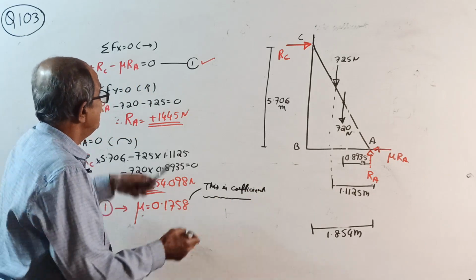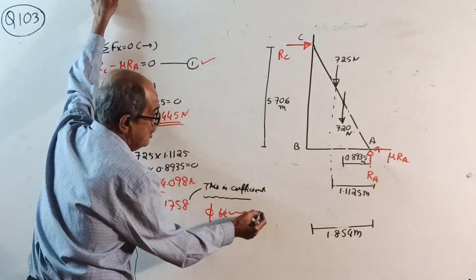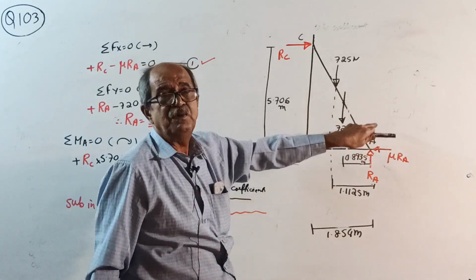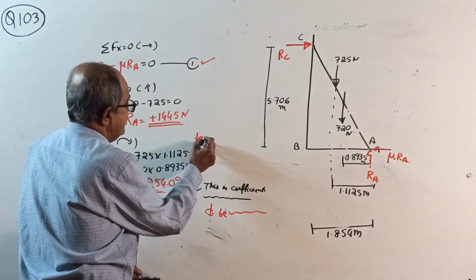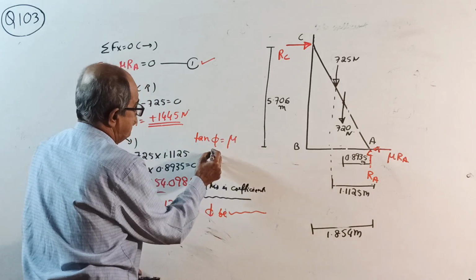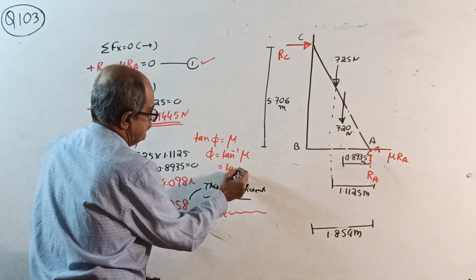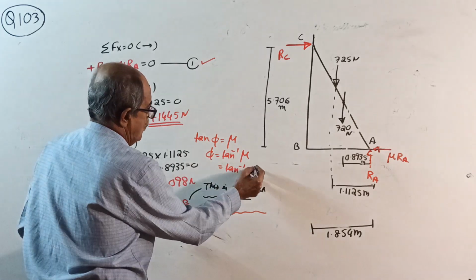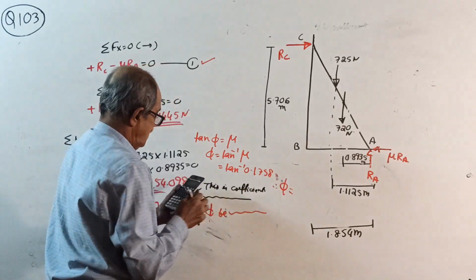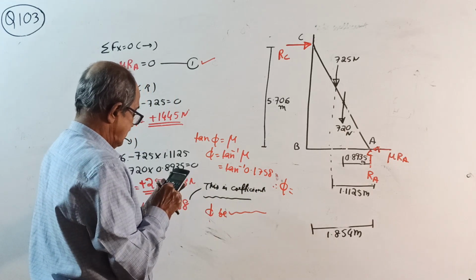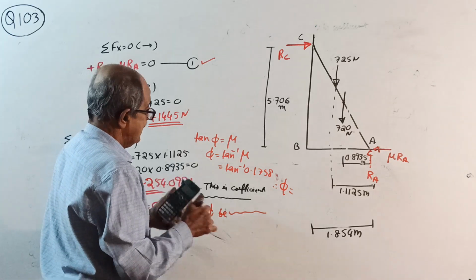But in the question they want the angle of friction. Let phi be the angle of friction for the contact surface of the ladder with the ground. Then tan phi equals mu, or phi equals tan inverse of mu, which is tan inverse of 0.1758. You get the value of phi, the angle of friction: shift tan inverse 0.1758 is 9.971 degrees.